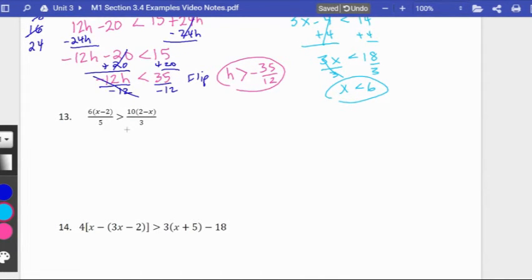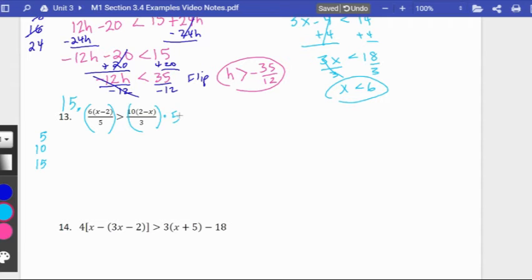I need a least common multiple. So I have 5 and 3, so I'm going to start with the bigger number. Obviously, 5 is not going to work for the 3. 10 also doesn't work for 3. I'm going to add 5 more. 15 will work. So I'm going to multiply both sides by 15.